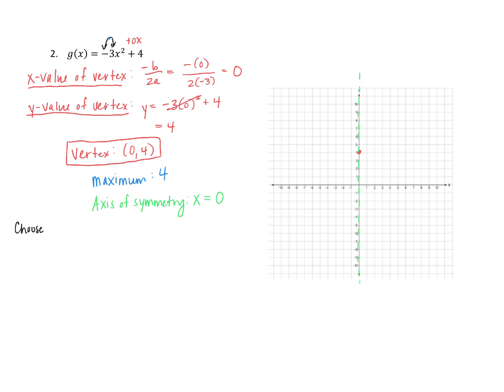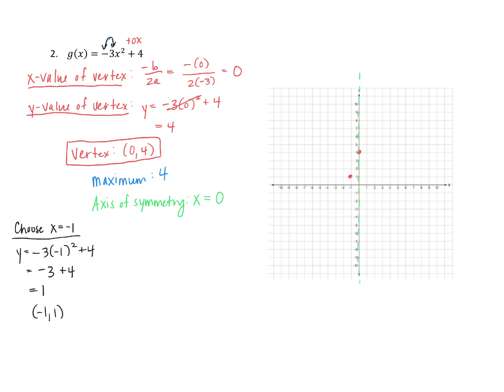So I'm just going to go ahead and choose, let's say, -1 for x. So choose x equals -1, and then I'm going to see what I get for y. So we'll have -3 times -1 squared plus 4. So -1 squared, we've got to do that first. That will give me a +1. Times a -3 would be -3 plus 4. So that would be 1. So -1, 1 is another point on my graph.